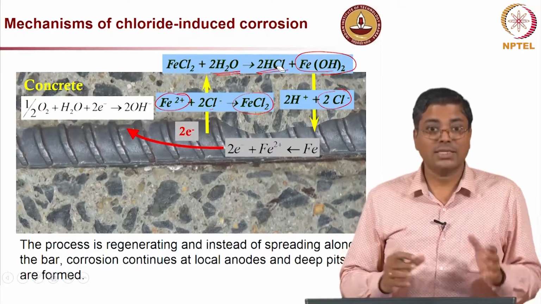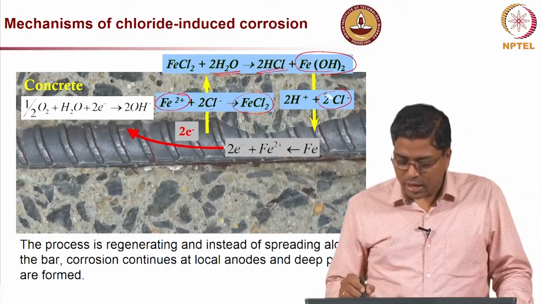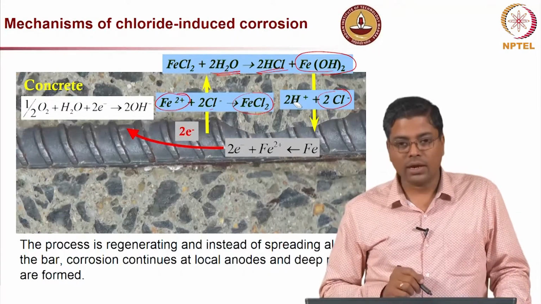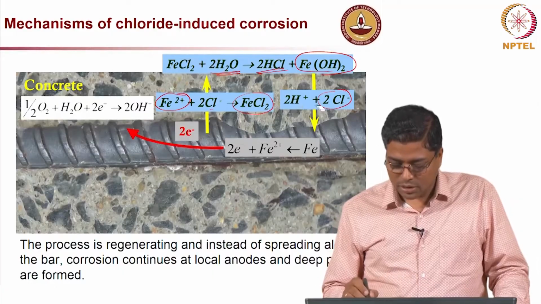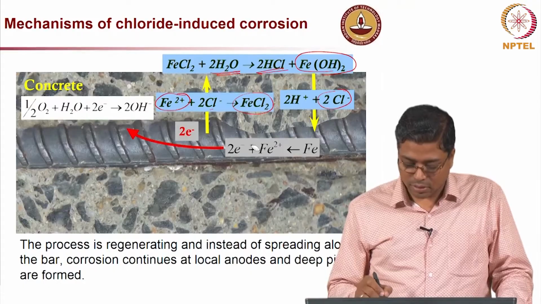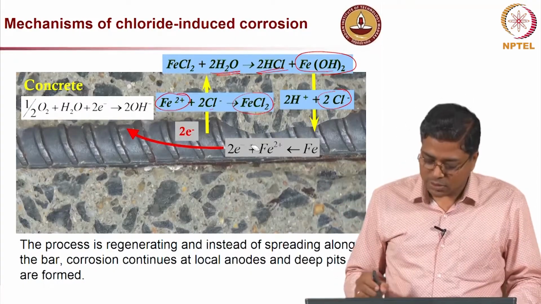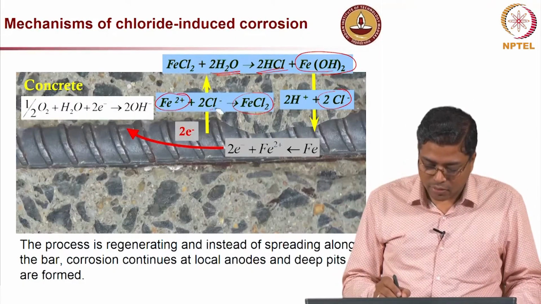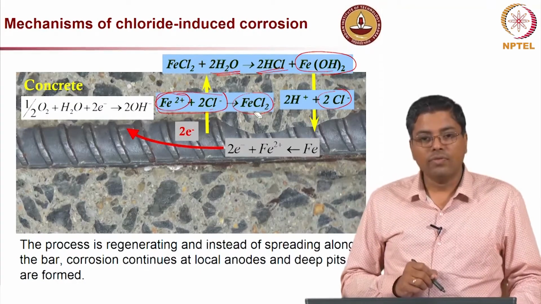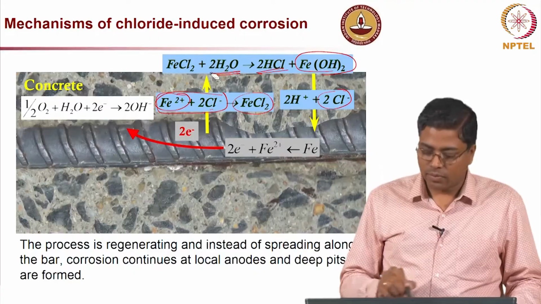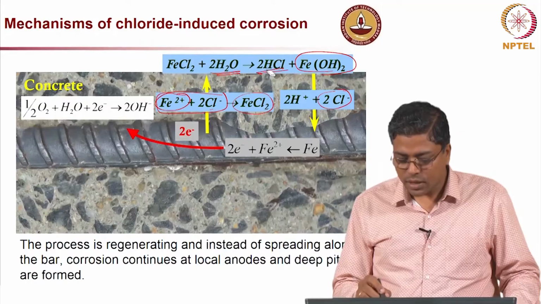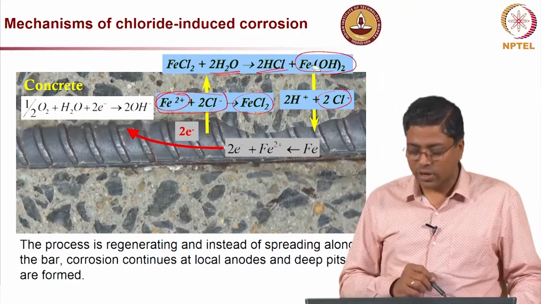Basically, you create an acidic environment there, and this HCl will dissociate again into 2H plus and Cl minus ions, which can attack further steel, like other iron atoms, and then again it will form more ferrous chloride, which in reaction with the moisture will form HCl and ferrous hydroxide.